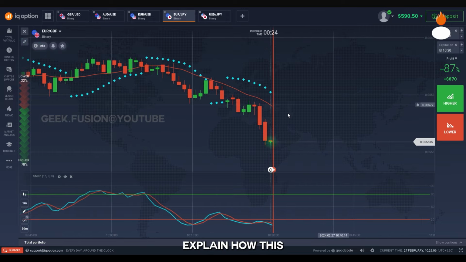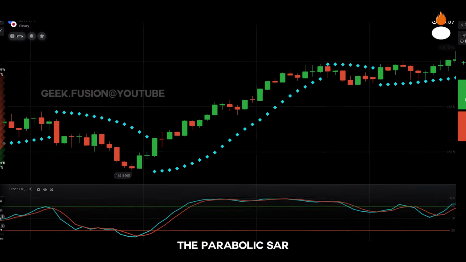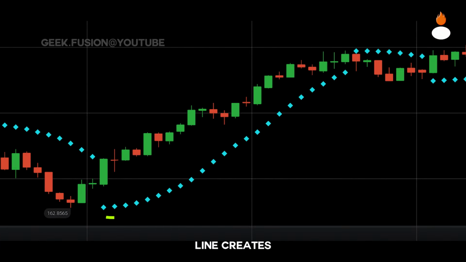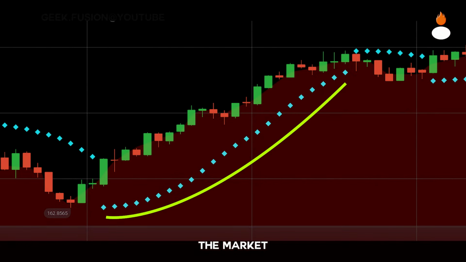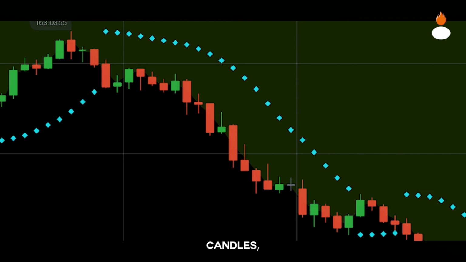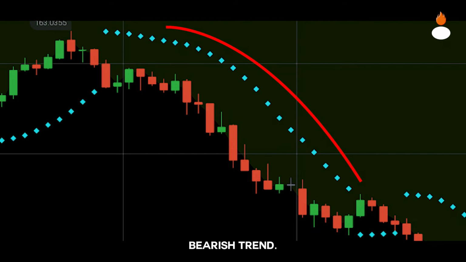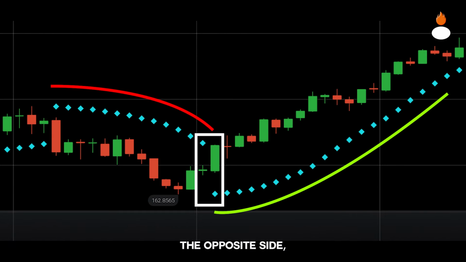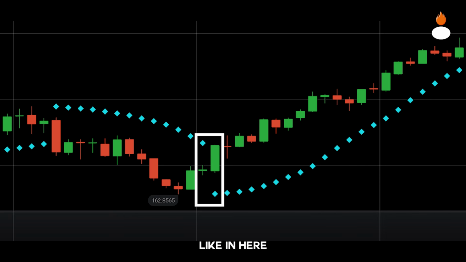Now, let me explain how this strategy works. The parabolic SAR makes these dots according to the market's current trend. If the parabolic dots line creates below the market candles, the market is in a bullish trend. And if the parabolic dots create above the market candles, the market is in a bearish trend. If the dot line changes its direction and starts to go the opposite side, it's a market turn to the opposite direction. Like in here, you can see when new parabolic dots appeared, and the market changed its direction and started to go in the opposite direction.